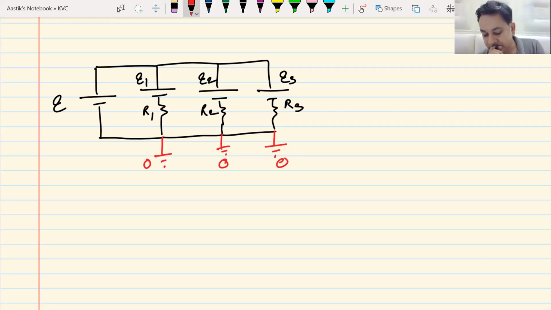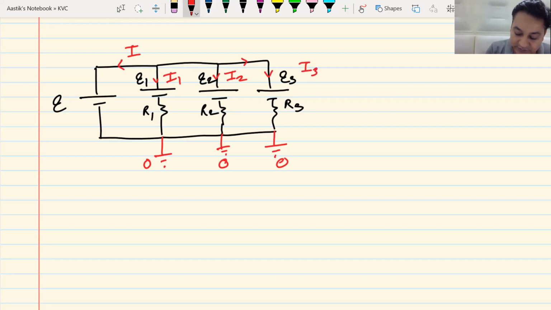E3 by R3 plus. Okay. If I call this current I, if I call this current I1, if I call this current I2, this current I3, this current I4, this current I5, what will be the value of I1, I2, I3, I4, I5, and I?